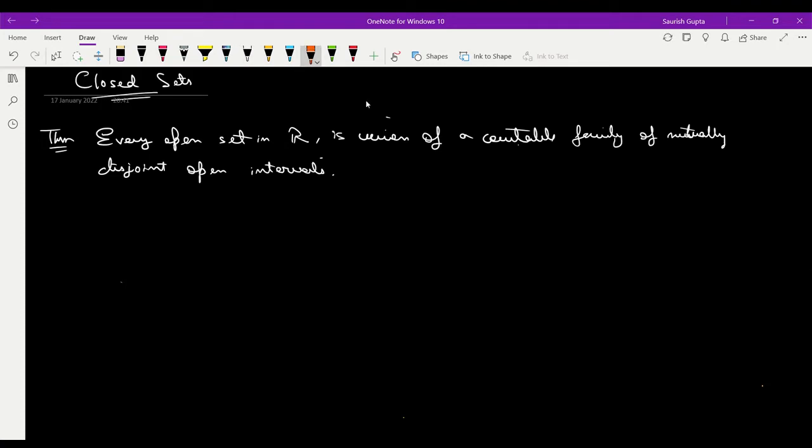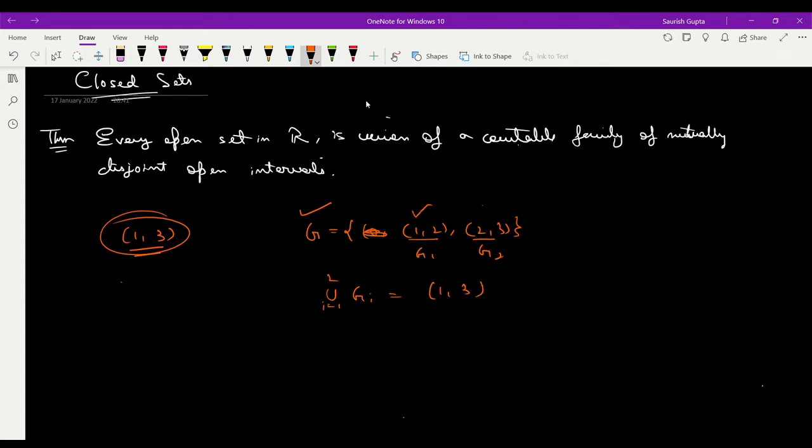So to understand this theorem, let us first discuss a very simple example. Let us choose an open set in R. Let's say we have this open set (1, 3). If I take this countable family of intervals, say (1, 2) and (2, 3), let this be G1 and let this be G2. So this is indeed a countable family, very evident from this. And the union will give you this set, right? And they are mutually disjoint, and each of them is an open interval. Okay, so I hope this theorem is clear.